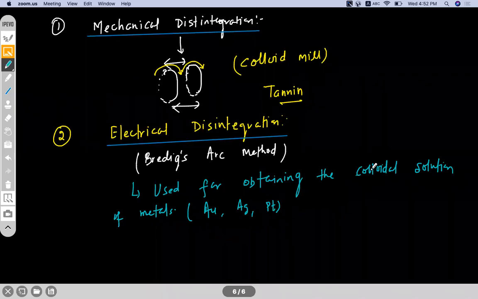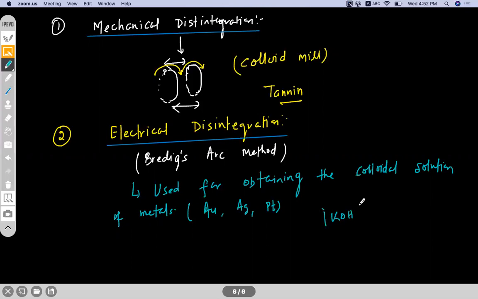The stabilizer that we use here is KOH, potassium hydroxide. This question they have asked. In Bredig's arc method, KOH is the stabilizer that we use.